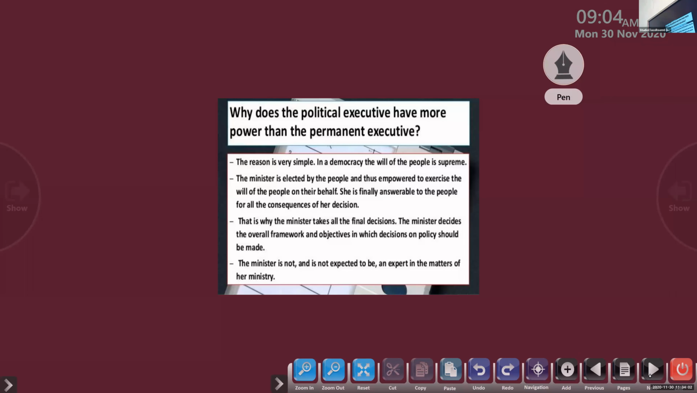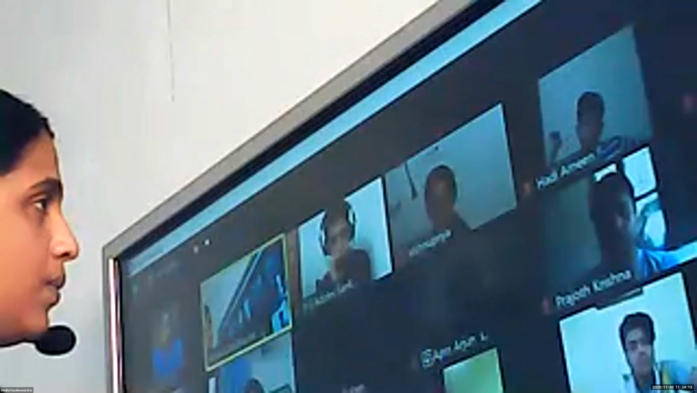Then, why does the political executive have more power than the permanent executive? Can you say the answer? Why are they more powerful? Ma'am, because they are making law. Like, why are they more powerful? They are making law, okay.